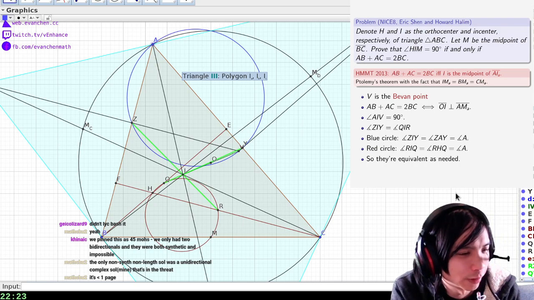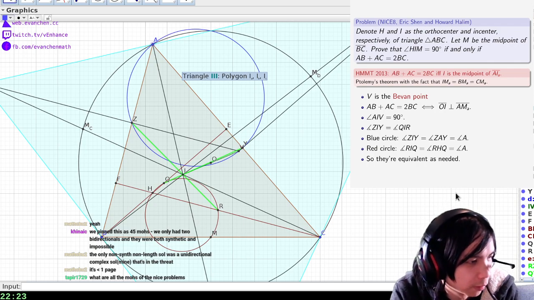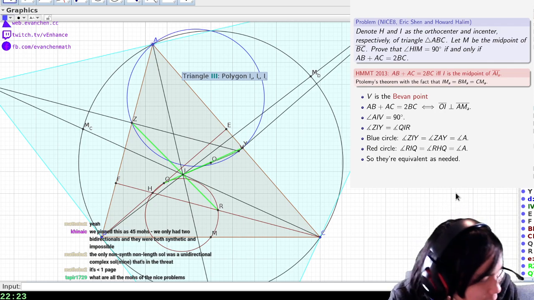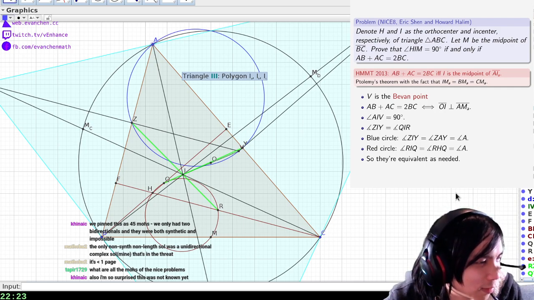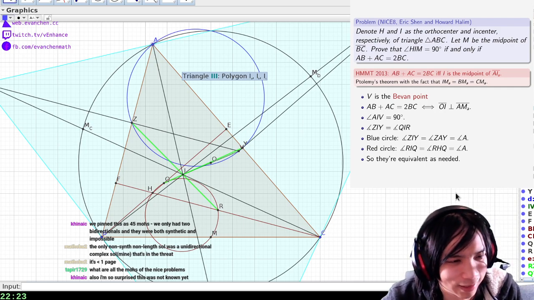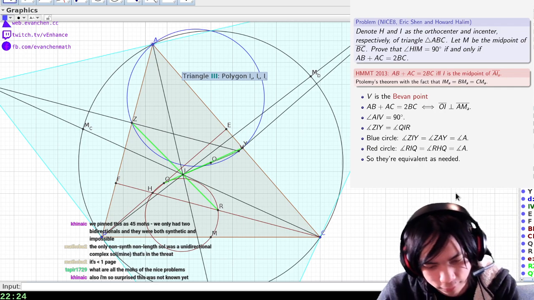Yeah, I think if I was doing this in a competition, I would probably just throw complex at it. What are all the mocks? The committee can say. I think they probably know the problems better than me. I just picked them up recently to do this review.